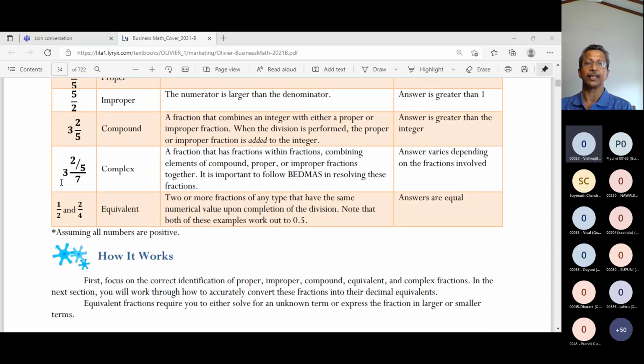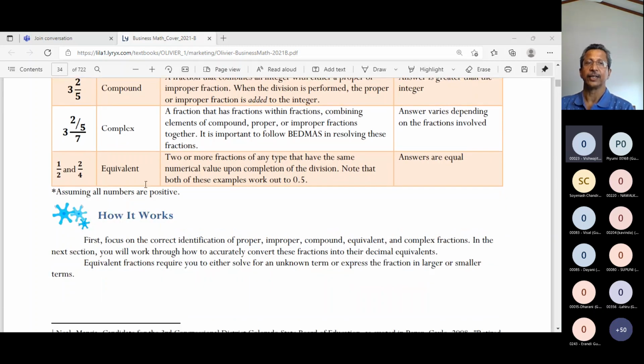Then we can have something like this, 3 into 2 divided by 5, 7. It's called a complex fraction. Right? The answer depends on the fractions involved. Okay. So when you do this, you have to use BEDMAS, what we earlier learned, to solve it.